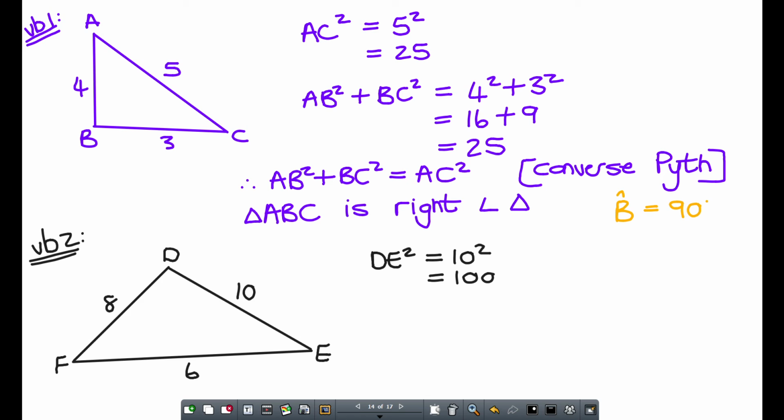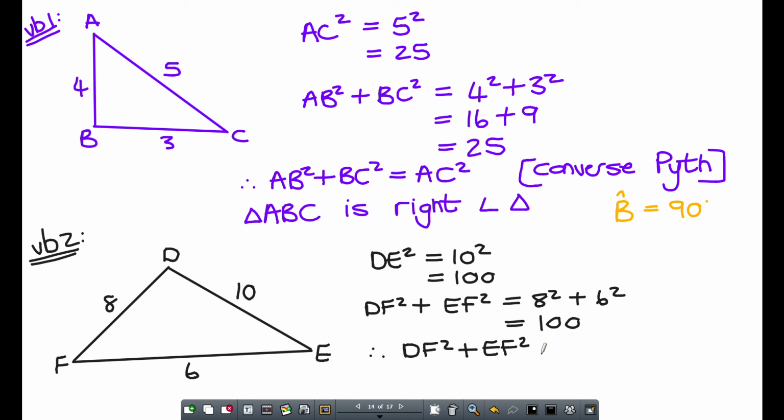Right. So we took the longest side, we squared it. So 10 squared, and that then gave me 100. Now, step 2 is take the two shorter sides, square them and add them, meaning I'm going to take DF squared plus EF squared. And that will then be 8 squared plus 6 squared, and that is also going to give me 100. Okay? So, therefore, if I square and add these two short sides, they gave me the same as DE squared, and that equal sign is important. That was because of converse Pythagoras.